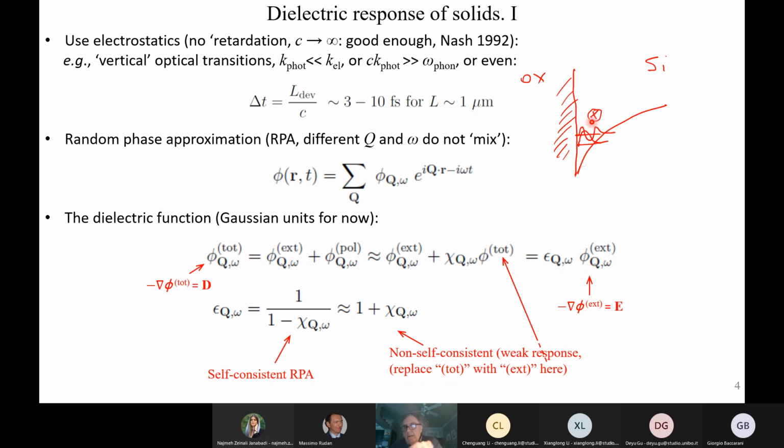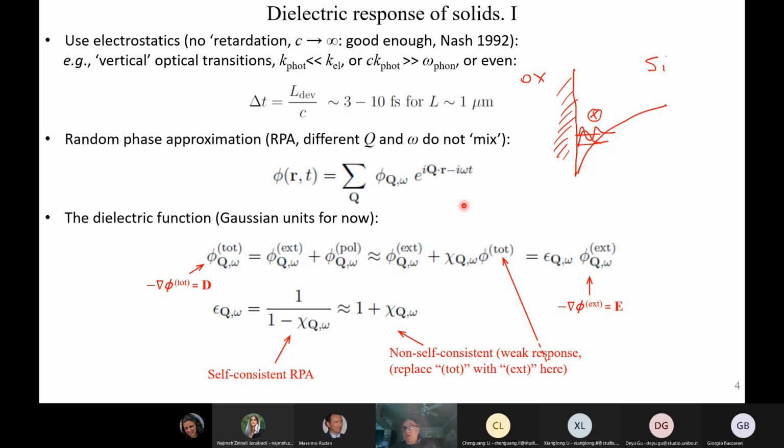So if I call z the direction in the plane and x this direction, my epsilon will have an xz component which is non-zero. So I apply the field in one direction, but the polarization charge actually is along another direction. So if I look only at the potential, I cannot capture this.